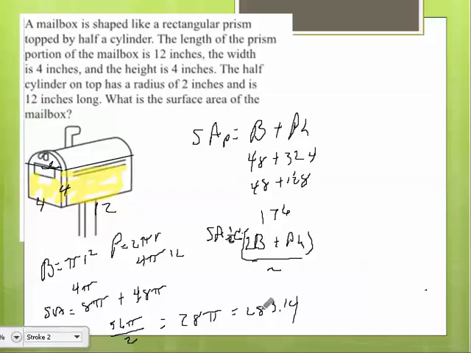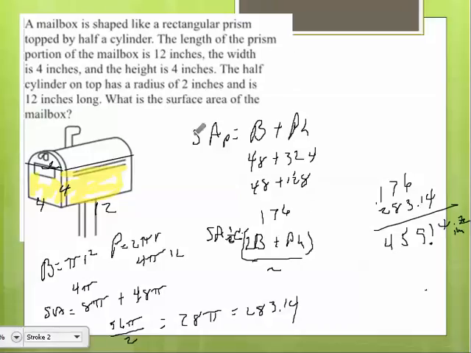Okay? So now I need to add those two numbers together, 176 and 283.14. And what do you get? 4, 9, 7, 7, 14, 15, carry your 1, and you get 459.14 inches squared. Cool?